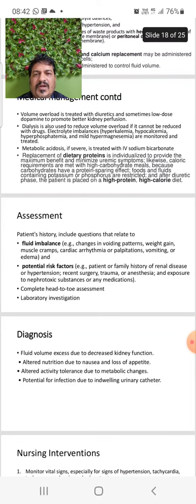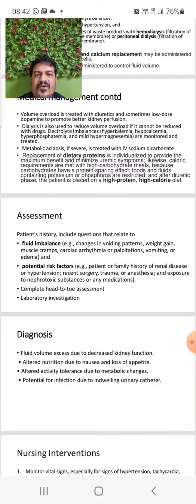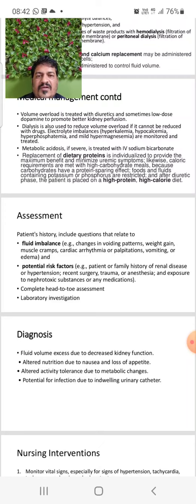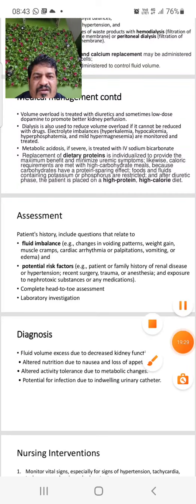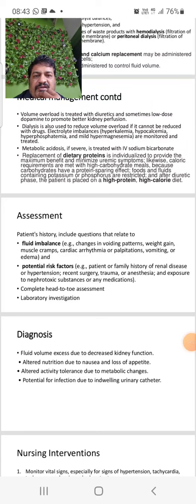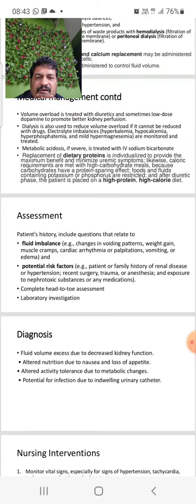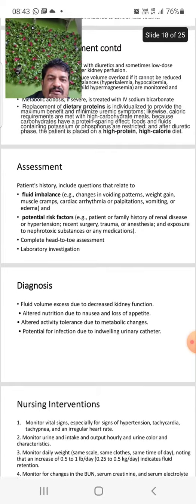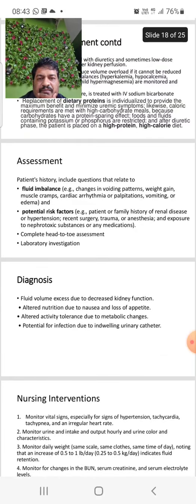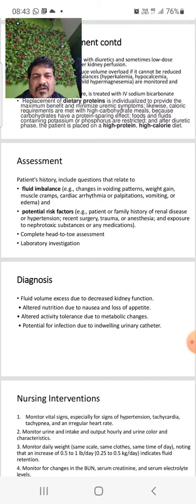Earlier, the patient history should include questions that relate to fluid imbalance and the potential risk factors. Fluid imbalance shows as changes in the voiding patterns, weight gain, muscle cramps, cardiac arrhythmia or palpitations, vomiting or edema. Potential risk factors are a family history of renal disease or hypertension, recent surgeries or trauma or anesthesia, and exposure to nephrotoxic substances or any kind of medications. Laboratory investigations show an increase in the creatinine level and anemia.